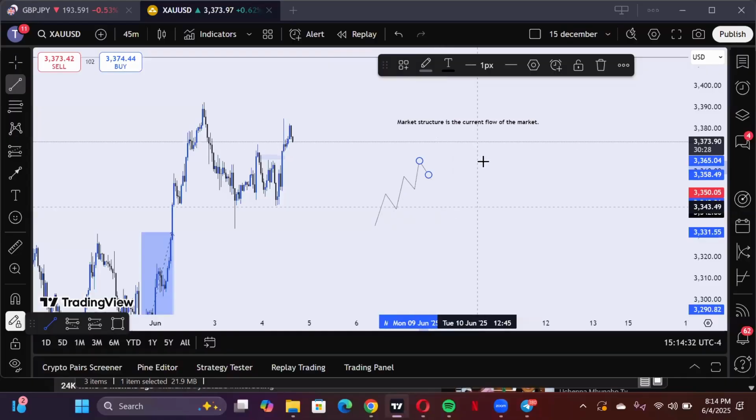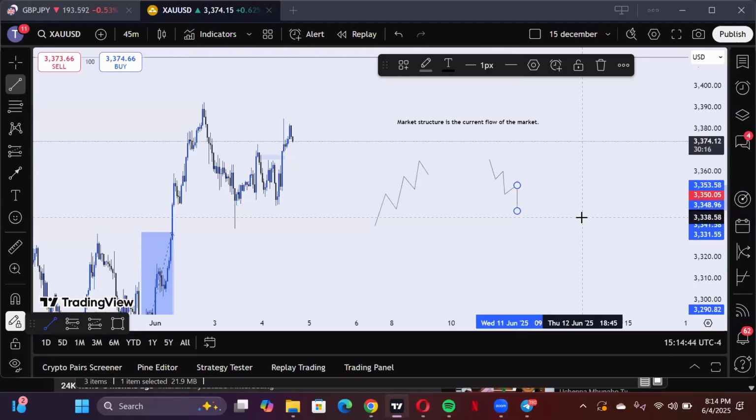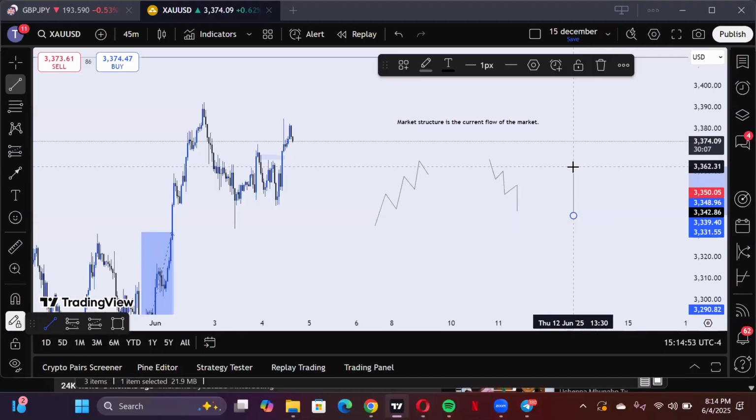Then for a downtrend, you see markets making a series of lower highs, then lower lows. Then if it's a ranging market, you see markets moving from point A to point B, from point B down to point A, from point A to point B. So it's basically from support to resistance, resistance to support, repeatedly. So these are the three ways that market makes its movement.